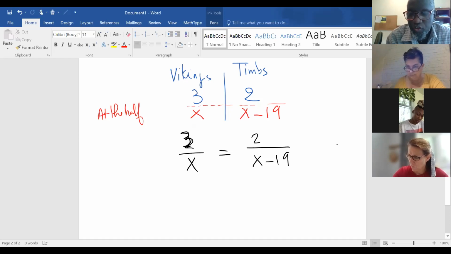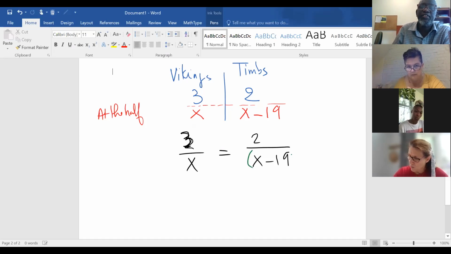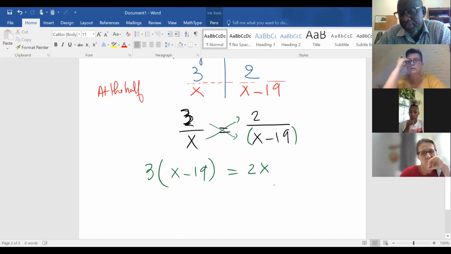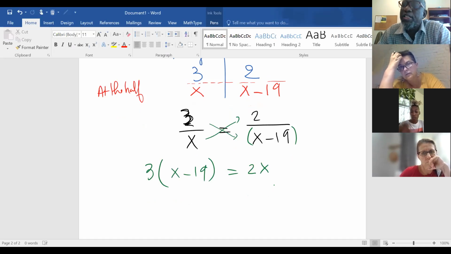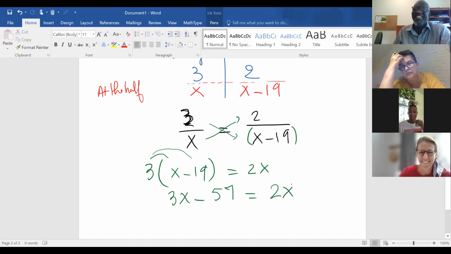So when you cross multiply X minus 19, what do you not forget? Parentheses. Thank you. This will help you avoid mistakes. So you don't forget the parentheses like that. We do that, it's going to be 3 parentheses, X minus 19 must be equal to 2X. I see some people getting this right and then getting confused about how to solve a linear equation. Do we distribute the 3 to the X and the 19? Yes, we distribute. So 3X minus 57 equals 2X, right?